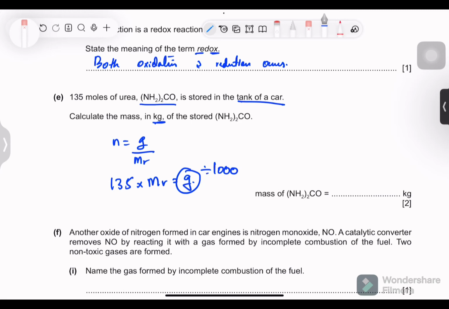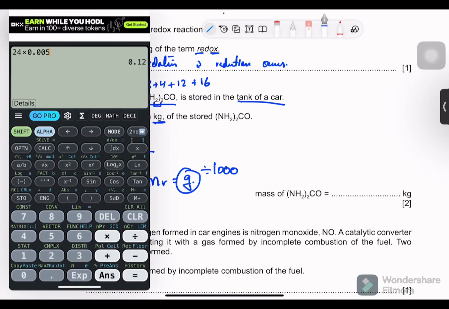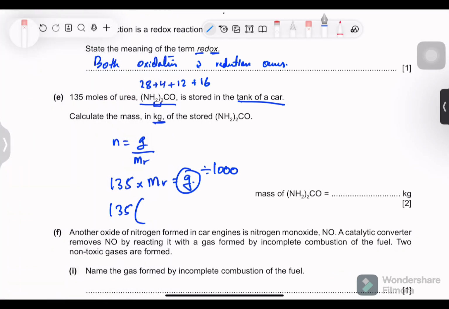So the Mr will be: we have two nitrogens, so 28, because each nitrogen is 14 if you look at the periodic table, plus 4, because 2 times 2 is 4 hydrogens, and each hydrogen is 1, plus 12 for carbon and 16 for oxygen. So 135 times this entire Mr, 135 times (28 plus 4 plus 12 plus 16), is 8,100. The mass in grams is 8,100. If we divide this by 1000, it will be 8.1 kg.